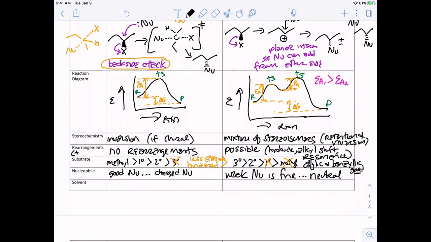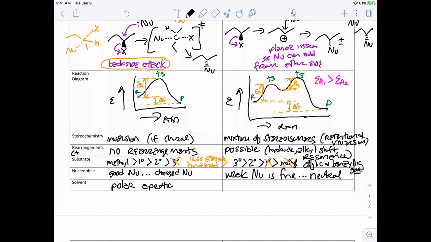Solvent, we want polar aprotic. Remember, if it's protic, it's actually going to stabilize anions pretty good. So it's going to stabilize my nucleophile. My nucleophile is my reactant. My reactant is more stable, it's less reactive. So we don't want to stabilize my reactant. So polar aprotic solvents are what we want.